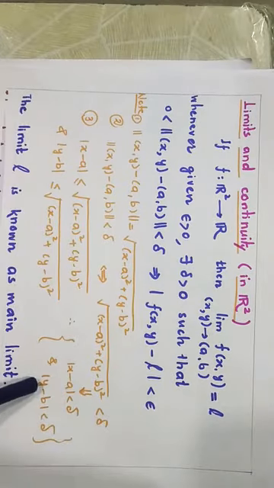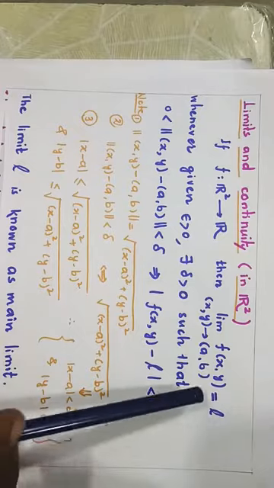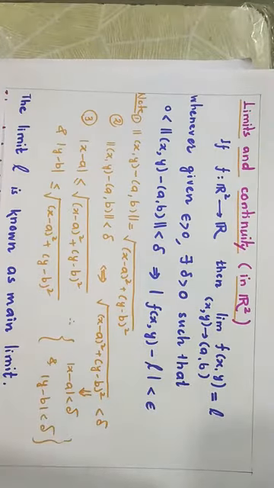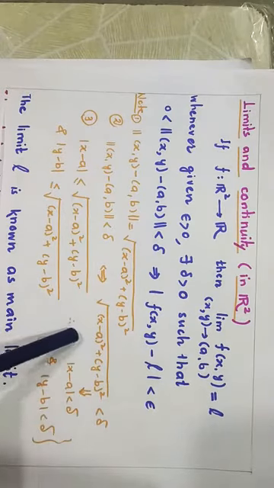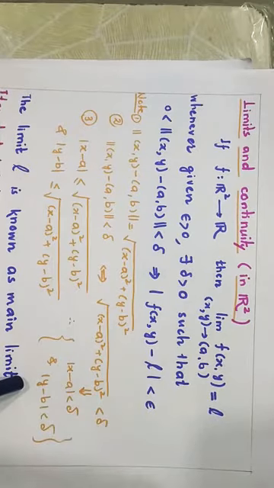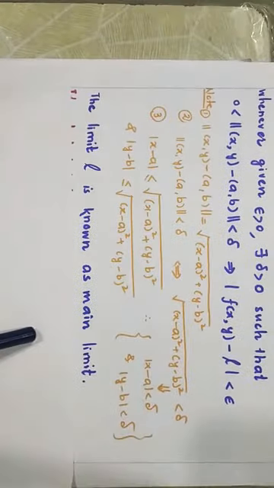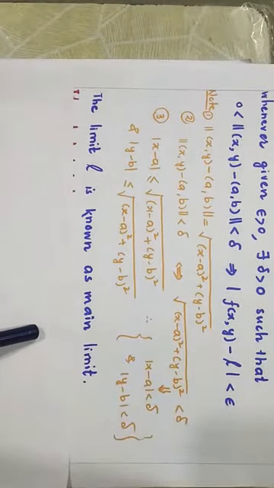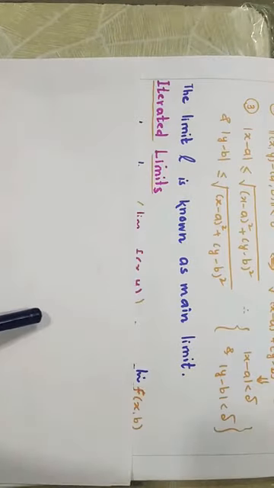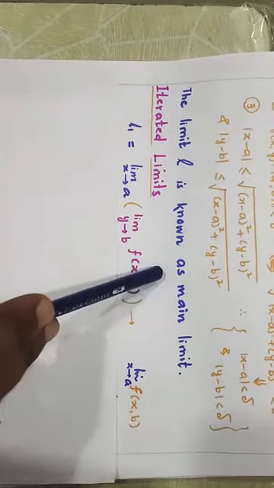Now, this limit L that we have defined is known as the main limit, because here we have two other limits also. Why do we call it the main limit? Because we have other definitions also, known as repeated limits or iterated limits. So we define here iterated limits.